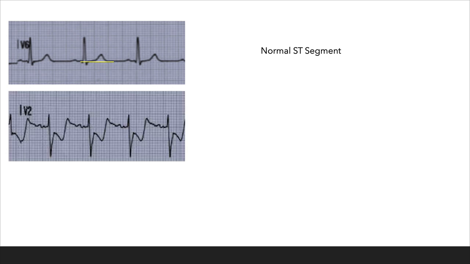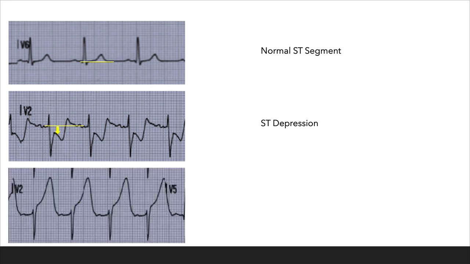Now look at this ECG. Here we see a normal ECG, where the ST is isoelectric, right at the baseline. Now look at this ECG. Look at where the baseline is and look at where the ST segment is. This is called ST depression. How about this ECG? That's where your baseline is. You can clearly see the ST segment is elevated.